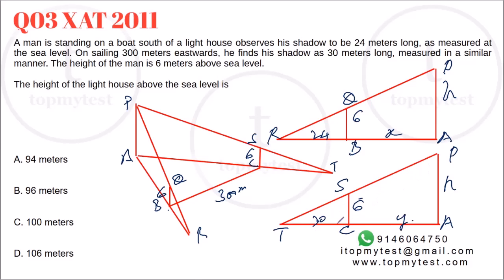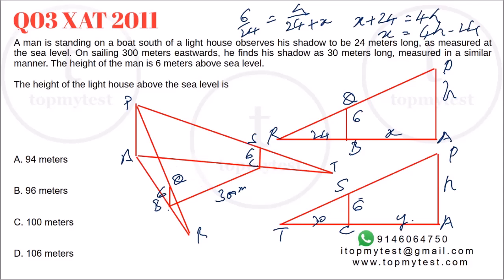Now these are similar triangles. So I know if I take the first set of triangles, 6 by 24 will be equal to H divided by 24 plus X. If you rewrite this, you'll get X plus 24 equals 4H, or X will be 4H minus 24. So the distance AB is 4H minus 24.